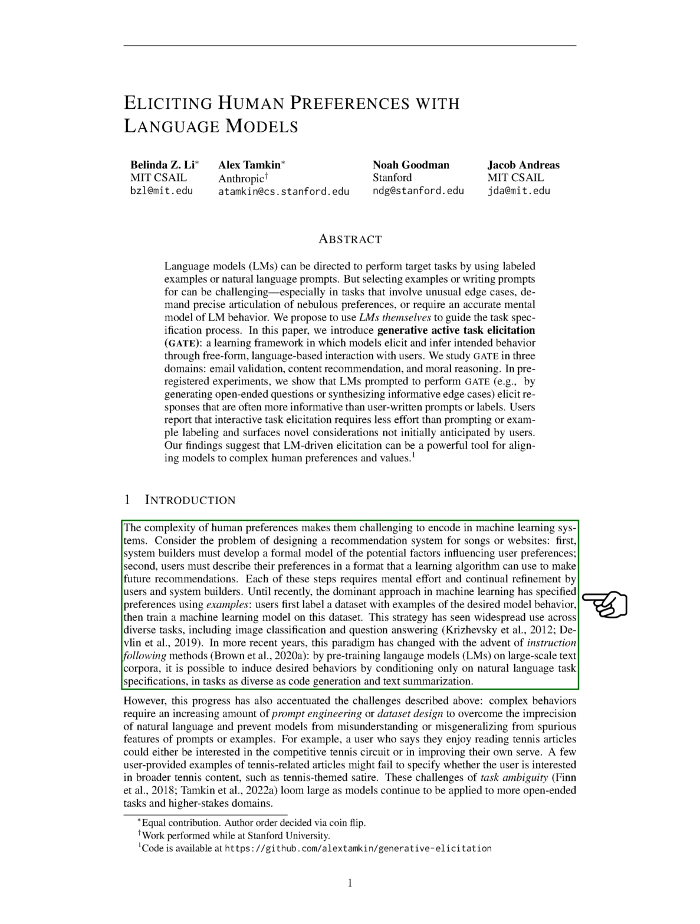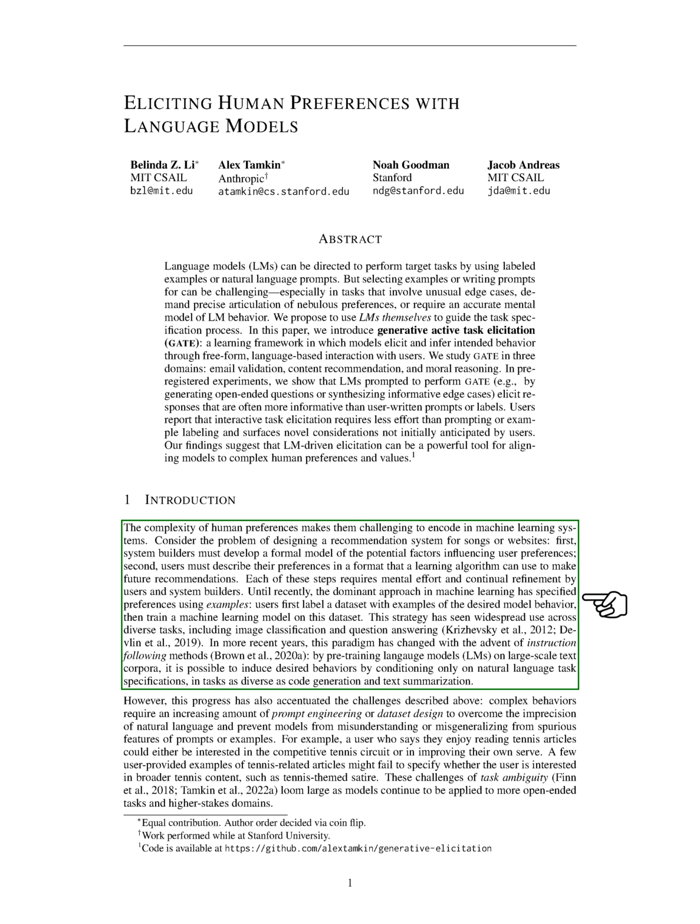Both of these steps require a lot of thought and constant fine-tuning from both the user and the system builders. In the past, machine learning systems have been taught preferences through examples. Users would label a dataset with examples of the desired behavior, and then a machine learning model would be trained on this dataset. This method has been used for a variety of tasks, such as image classification and question answering.